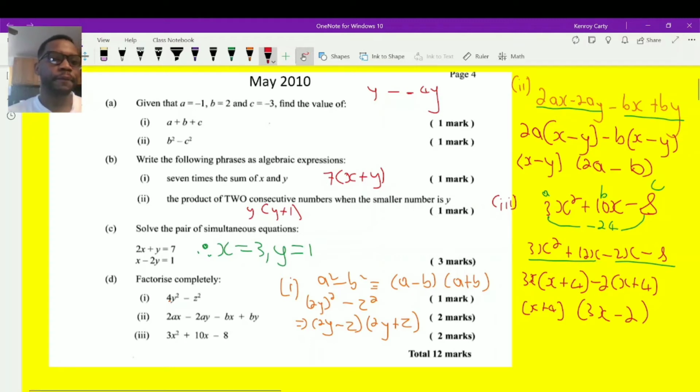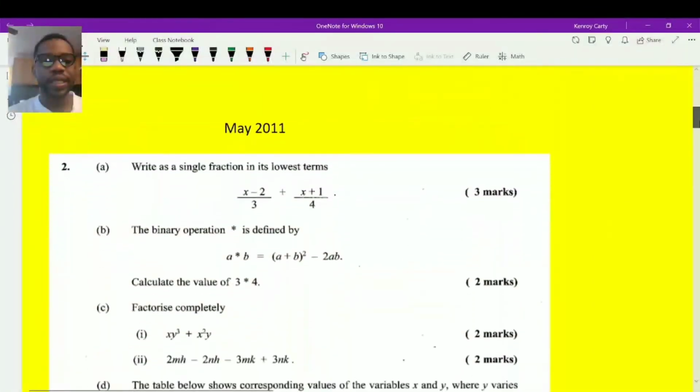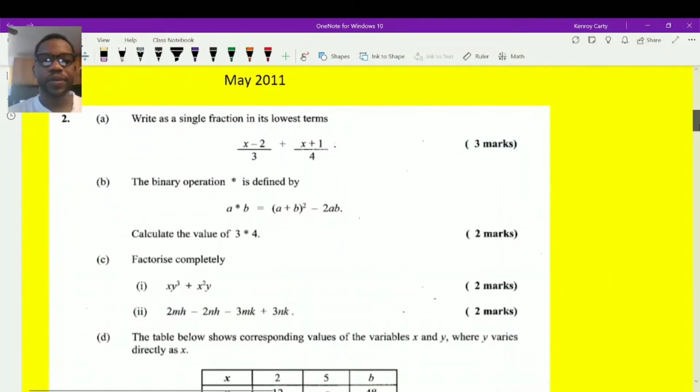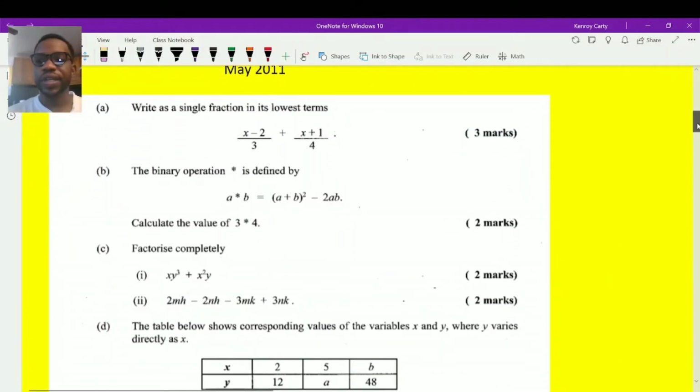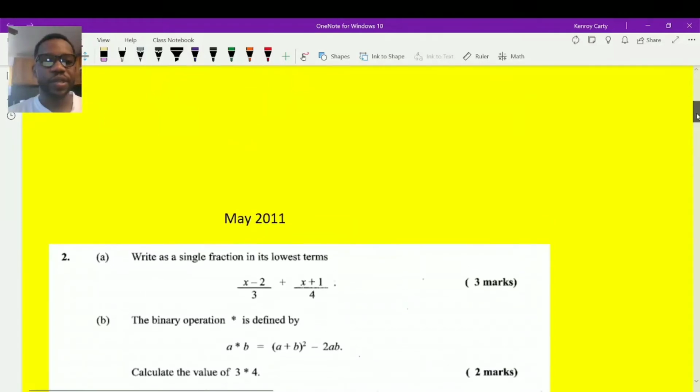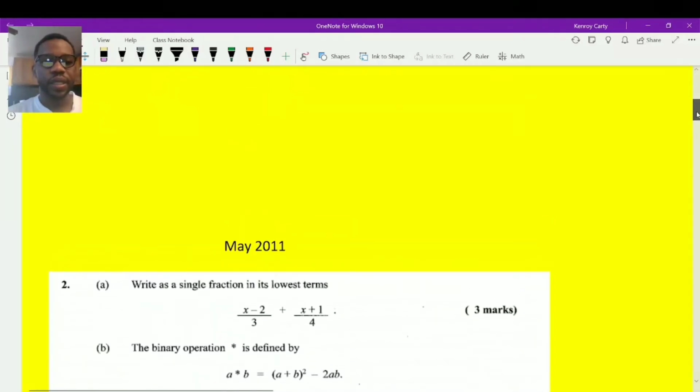Alright, so that will be the end of question D. D as in dog. And we're moving down to 2011. Alright, here we go. Now 2011 starts off with, and of course, let me just go up a little so we can probably use the space at the top. Alright, here we're starting off with some algebraic expressions, algebraic fractions, and it says 2a, write as a single fraction in its lowest term. Alright, that's for 3 marks. So without further ado, we'll get into it.